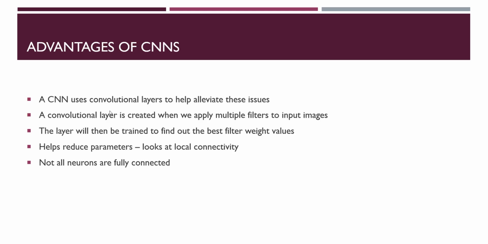So the advantages of CNNs are they use convolutional layers for alleviating all these issues, and you have this concept of filters. They reduce the number of parameters. They look at local connectivity. Everything is not fully connected.